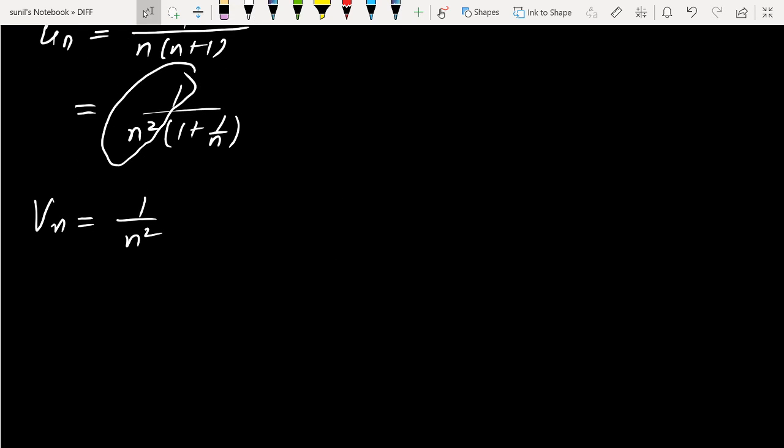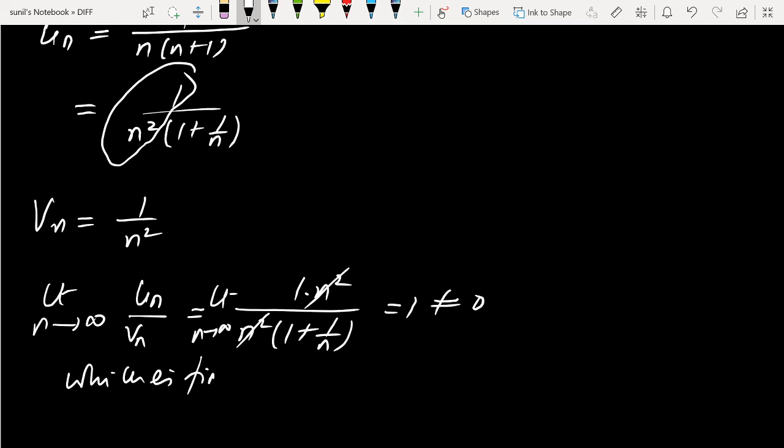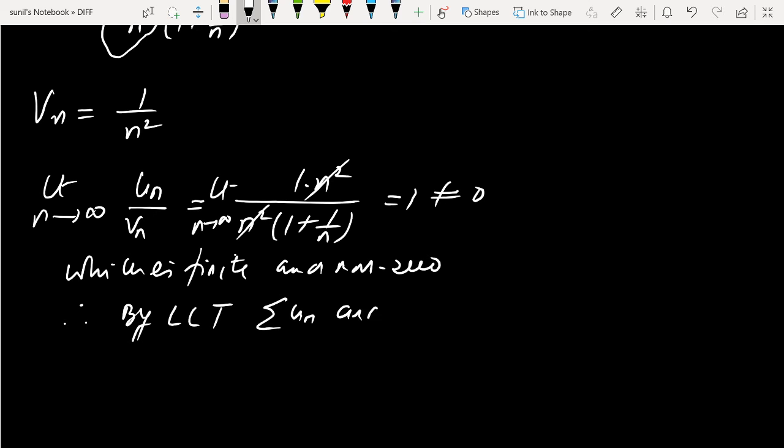Now apply LCT. So limit n tends to infinity of un upon vn is equal to 1 upon n square times 1 plus 1 by n, over 1 upon n square. This will get cancelled. Now what will be the limit of this? 1, which is finite and non-zero. So therefore by LCT, summation un and summation vn behave alike.